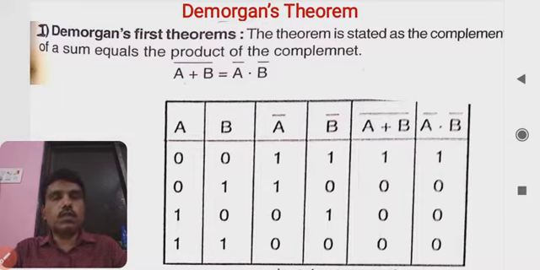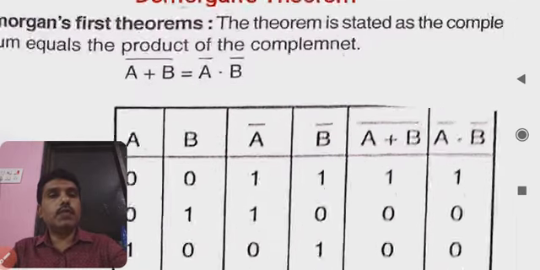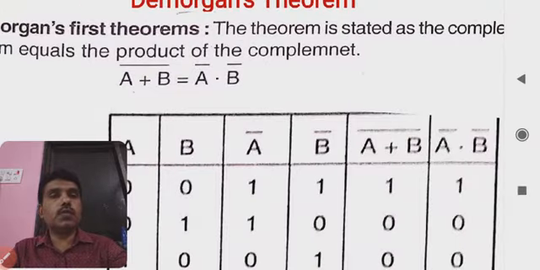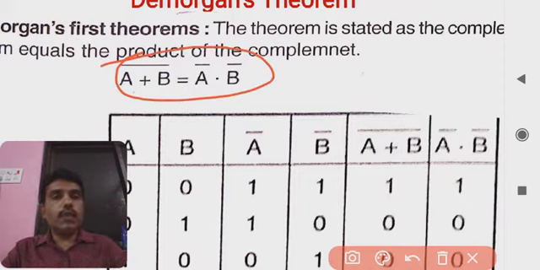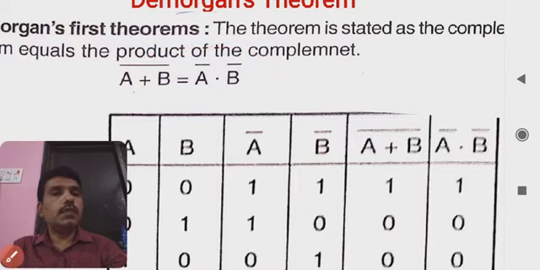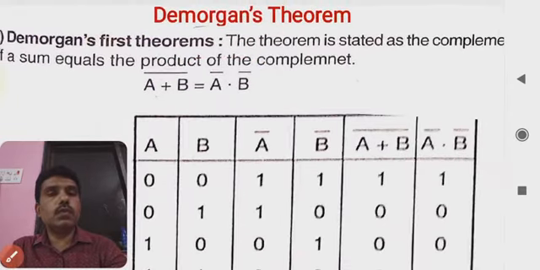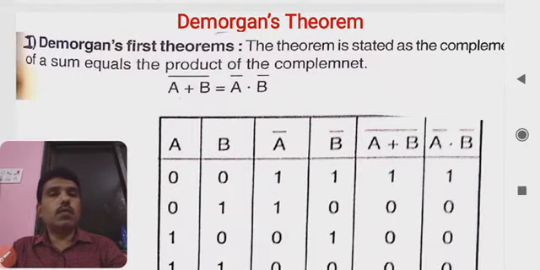There are two laws of De Morgan. The first one is very clear, and the statement is simple. It is shown with this relationship: the complement of the sum is equal to the product of their complements.